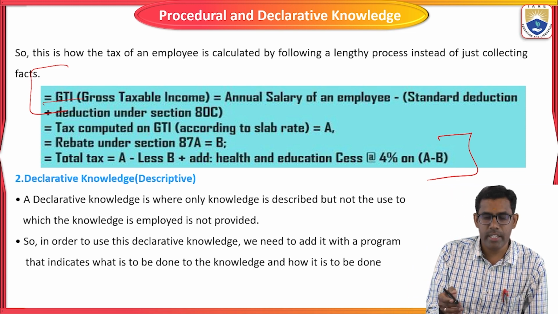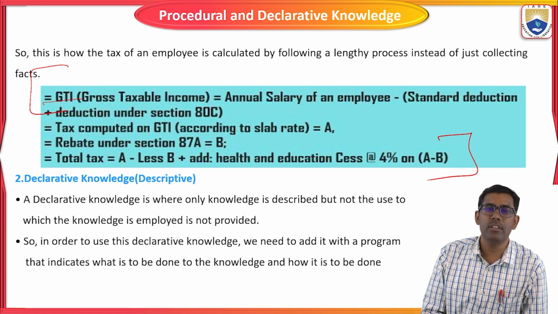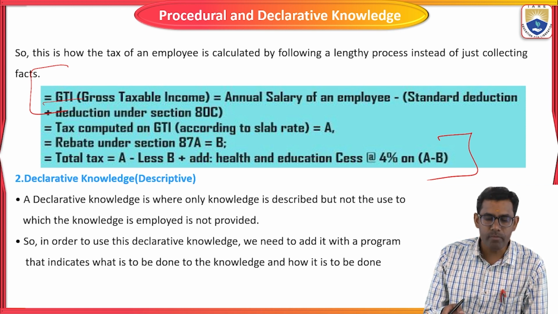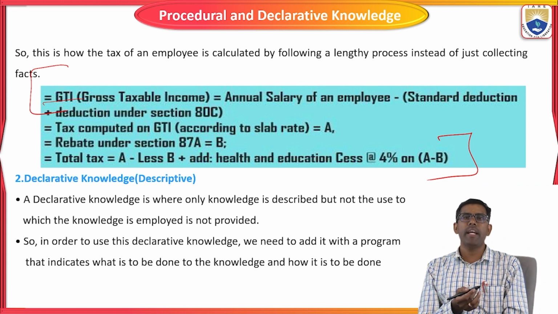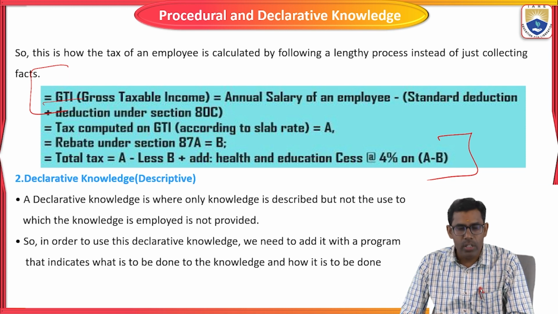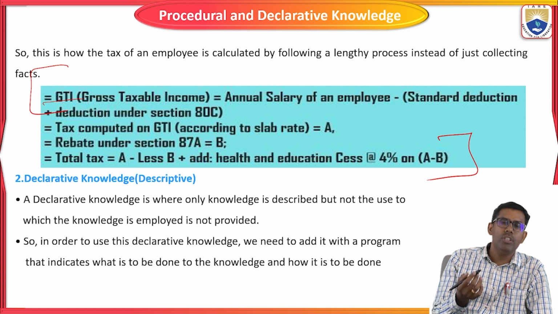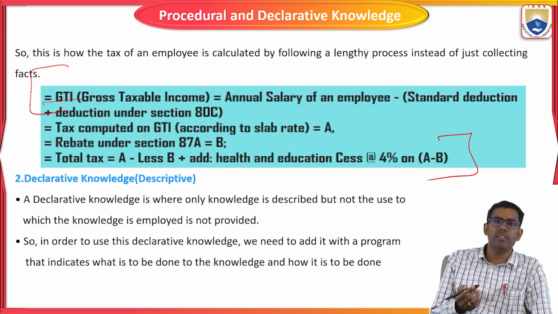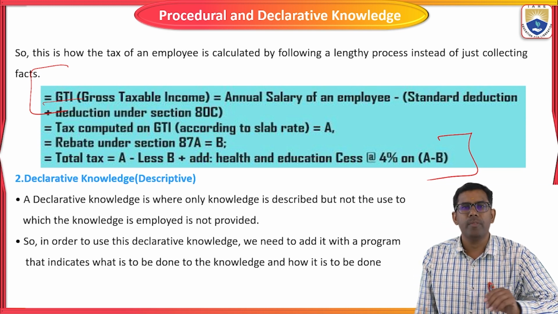Okay, then the next one is the GTI. Then the next one is the rebate under the sections. Different sections are available in the income tax. Based on that, if you are making some investment under the particular sections, they will be deducted. Then finally they calculate the total tax from certain given sections, and based on that we calculate the income tax. This is one procedure. We have to follow some procedure to calculate the tax of a particular employee. So this is procedural knowledge in knowledge representation.